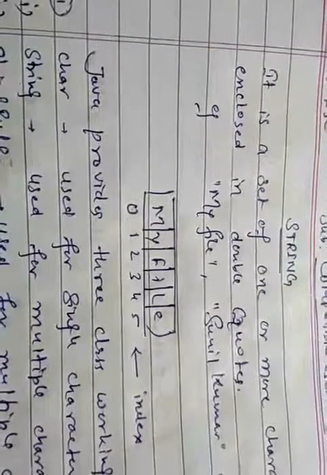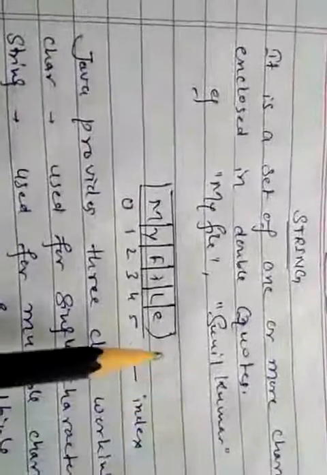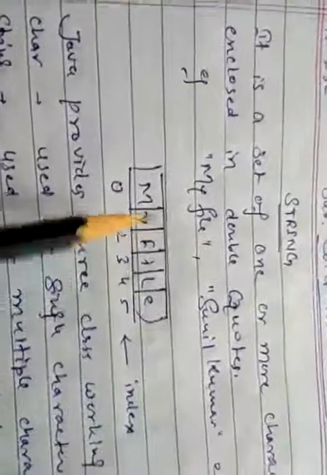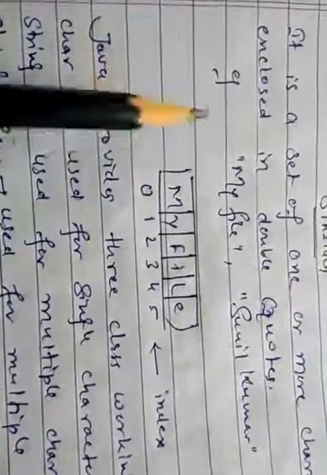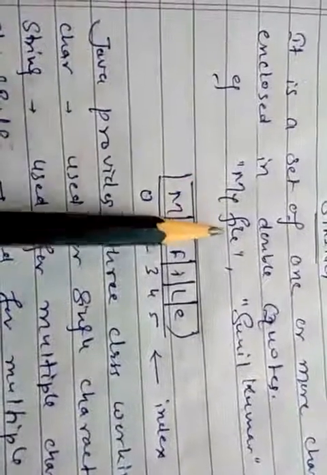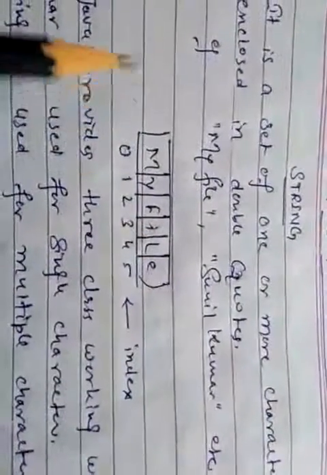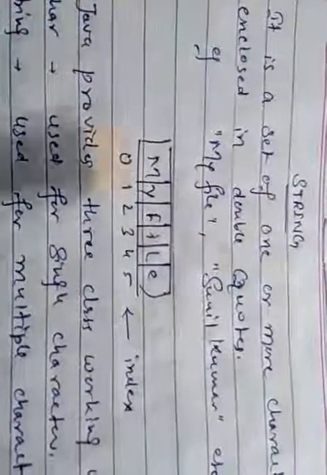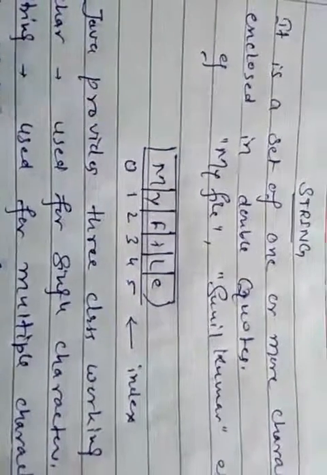Good morning, students. Here I am continuing the next topic, string. A string is a set of one or more characters and that should be enclosed in double quotes. Example, "my file" is in double quotes, "Sunil Kumar" is also in double quotes. These are examples of string, and there may be a single character, but double quotes are compulsory.